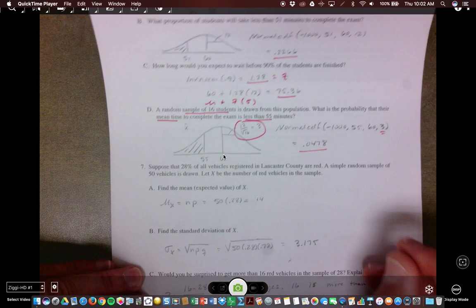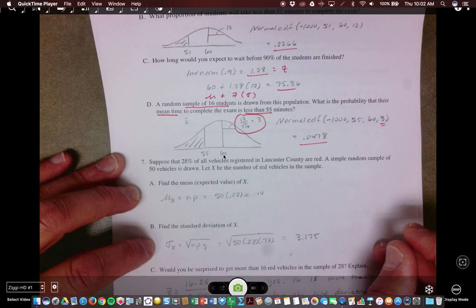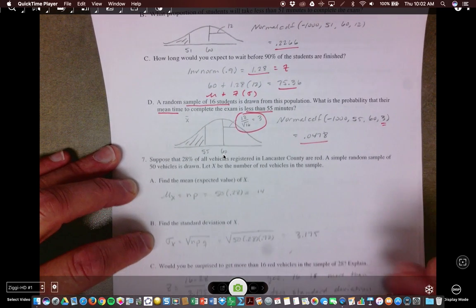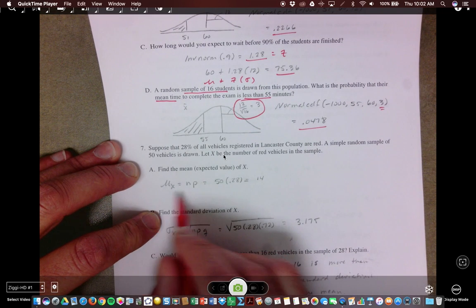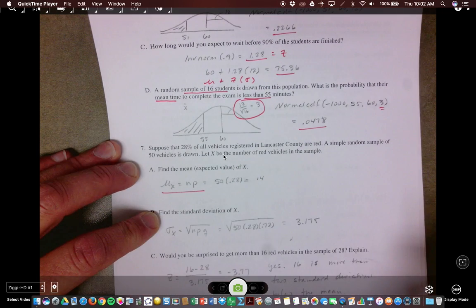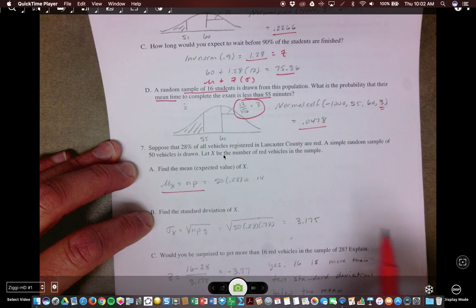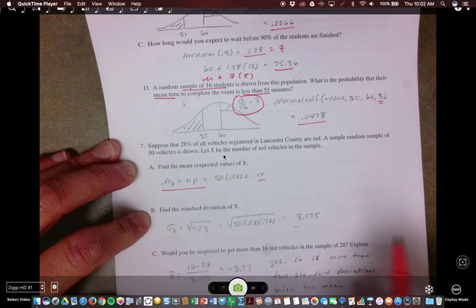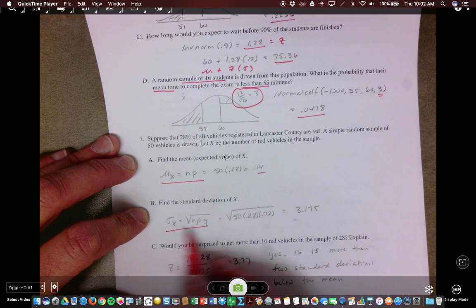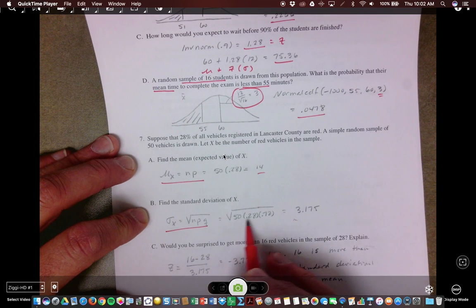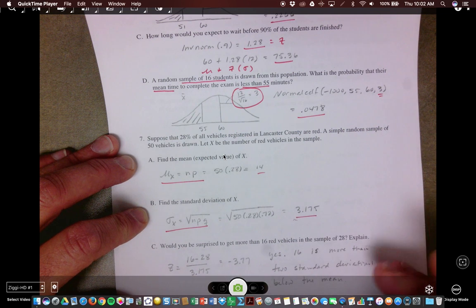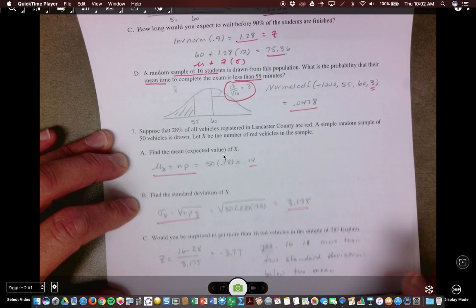Okay, number 7 is using the binomial distribution and finding its mean and standard deviation. For the binomial distribution, this is a formula that you were given. It should probably be on your formula sheet that you're using on the exam. You're going to expect to get 14. The standard deviation, again, is a formula. The square root of npq is going to give you a standard deviation of about 3.175.